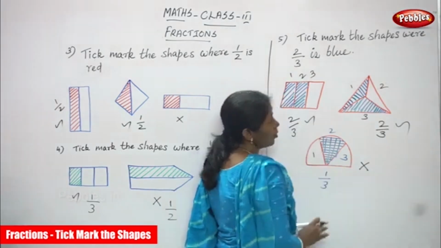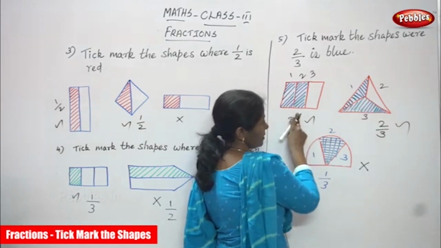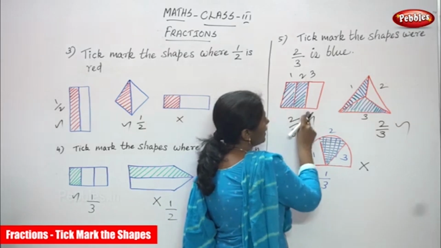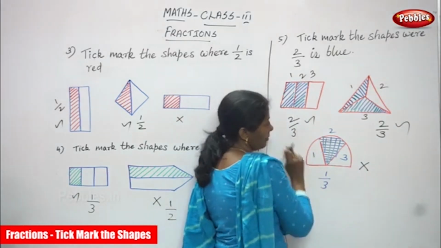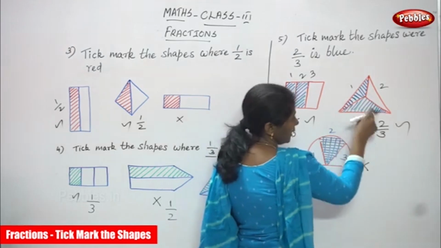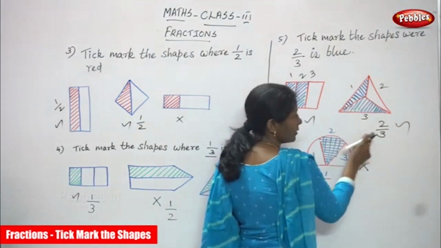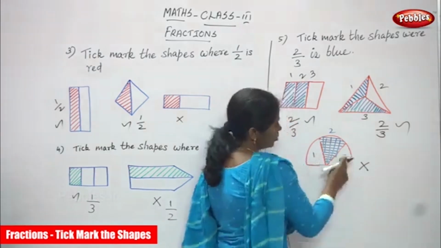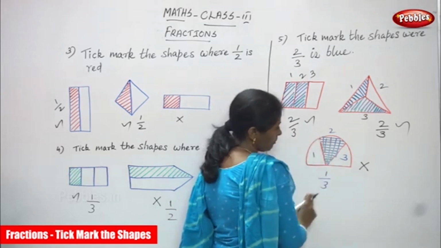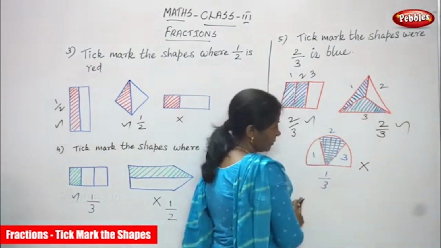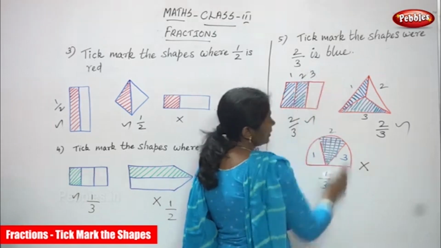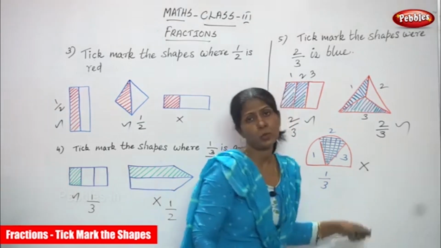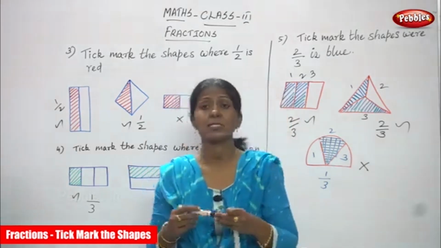I think you understand all the diagrams. This is a rectangle, this is a triangle, and this is a semicircle. So I cut into 3 parts, but shaded only 2 parts in blue color, so I put a tick mark. And the triangle, this is also cut into 3 parts, but shaded 2 parts in blue color, that is 2/3. I put a tick mark. This is a semicircle or half circle. I cut into 3 parts, but I shaded only one portion in blue color. That is the answer 1/3. But we need 2/3 in blue color, so it does not come under this heading. So I put a wrong mark for this question. I think you understand the concept very well.